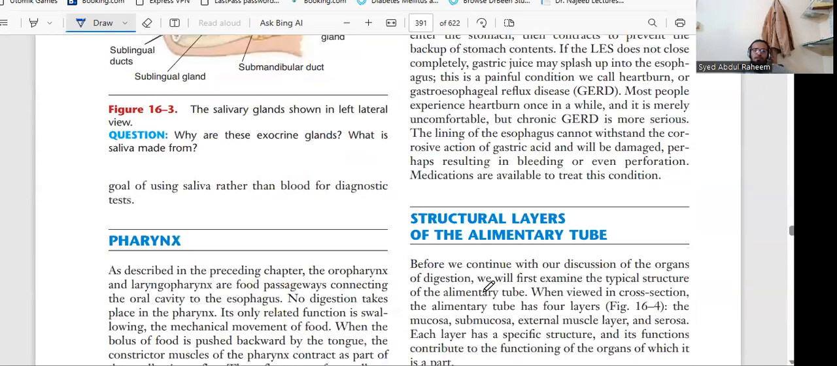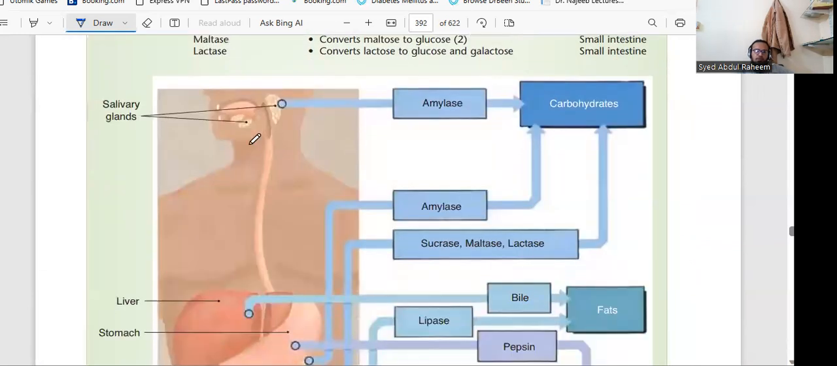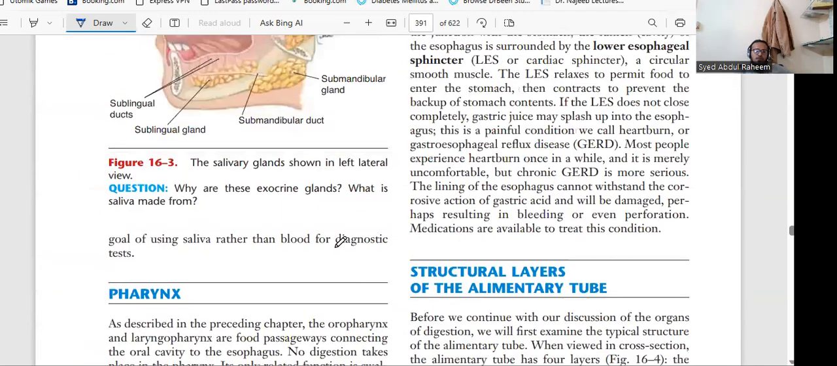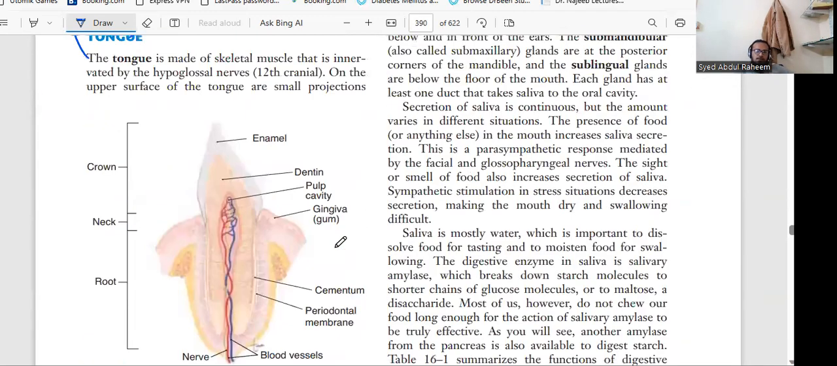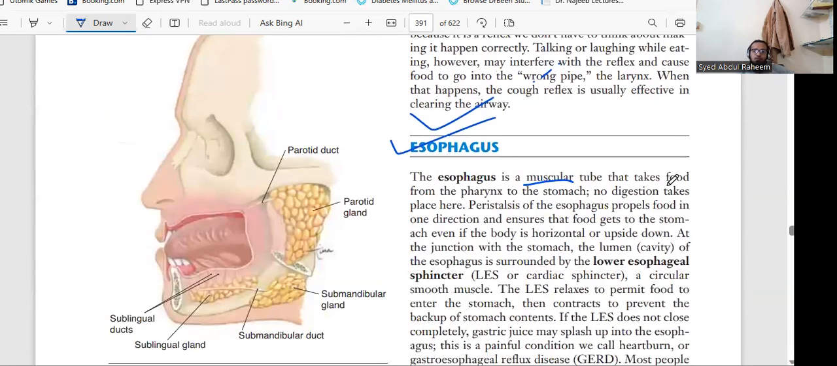Next is the esophagus. You can see that this long line is the esophagus. The esophagus is a muscular tube. It is made up of muscle, which takes food from the pharynx to the stomach. Here also no digestion takes place, only peristalsis.